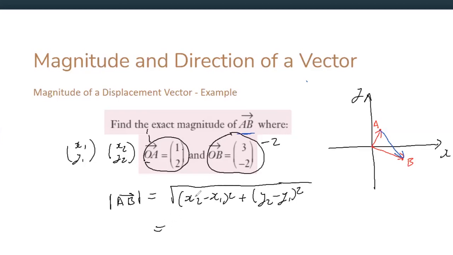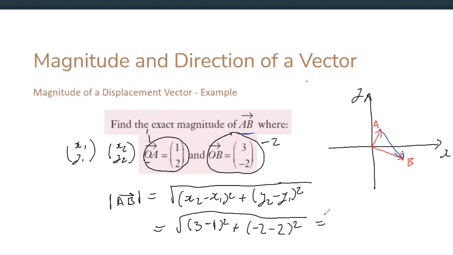So then our x2, we go to point 2 and we go to the x, so that's 3. So that's going to be 3 minus, and we go to the first point and we go to the x, which is 1, minus 1 squared plus, and we go to y2. So we go to the second point, the y, which is minus 2, and then y1. We go to the first point, you go to the y, that's 2, and then we square that.